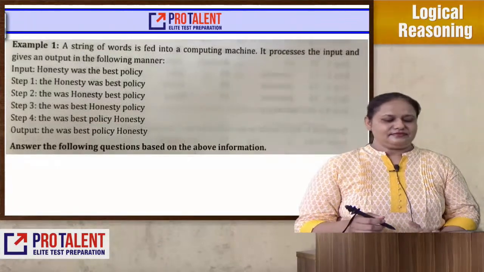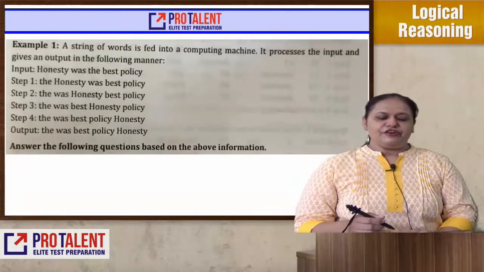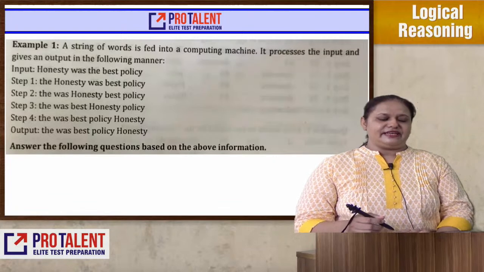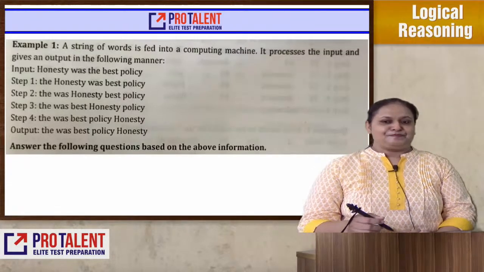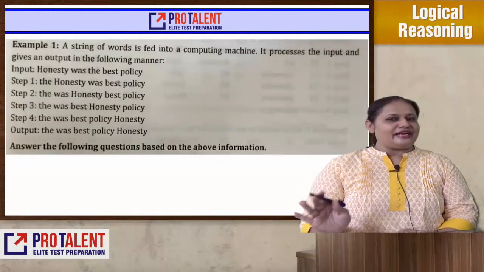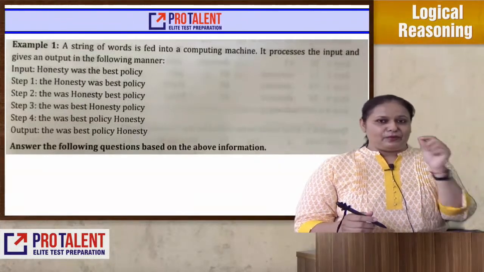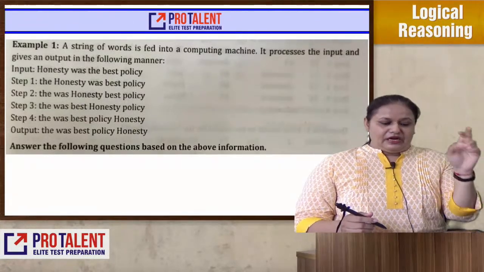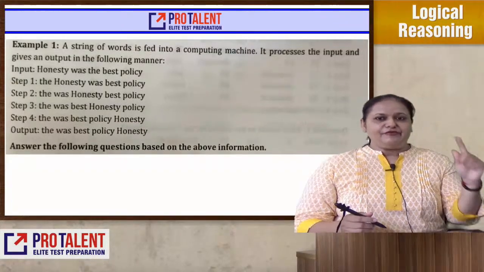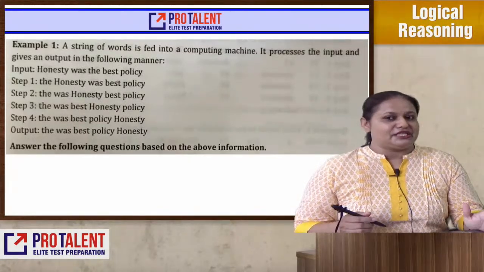Next. So, here a string of words is fed into a computing machine. It processes the input and gives an output in the following manner. So, ready? Just look at this, this is going to be how the question is asked. This is example 1 I have come up with. This is the way the question would be given to you. Give me the logic or the algorithm, or tell me what command has been given to the computing machine.